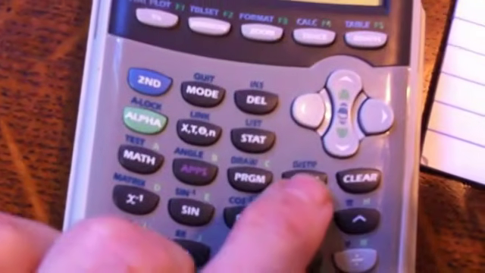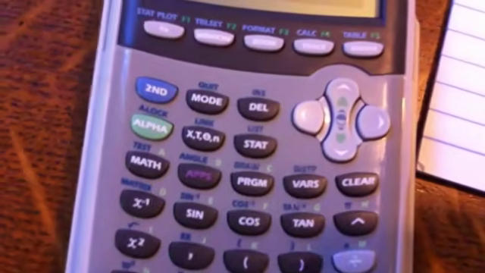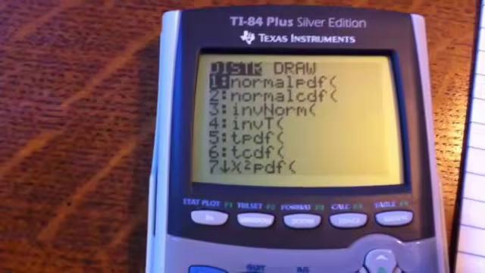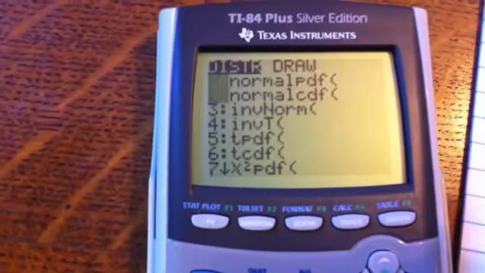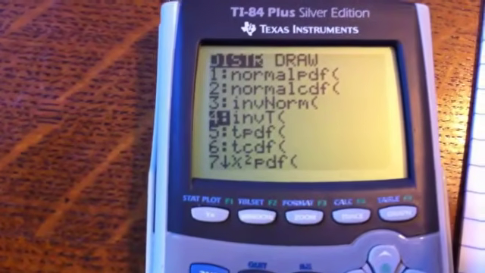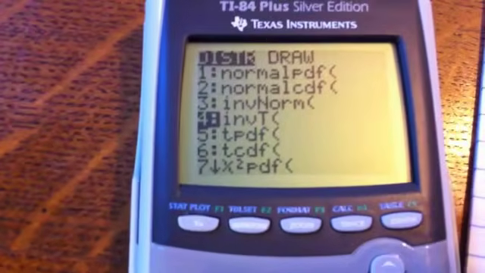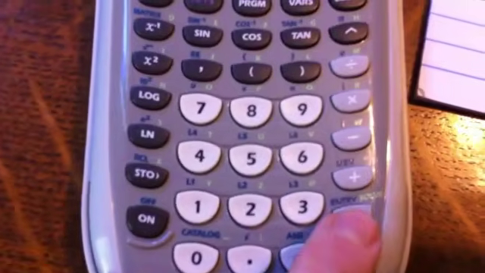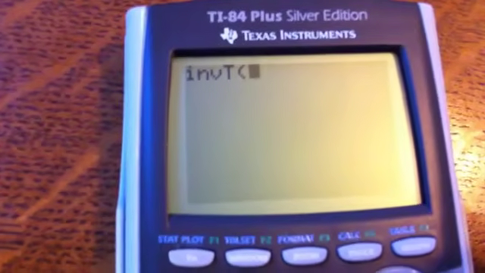So go over to your calculator, and the place that we need to get to is the DISTR. This is in blue here. I'm going to hit second and then DISTR, and it gives me a menu. I am going to page down and I am looking for INVT, number 4. Use your arrow keys to get down to INVT, and then push enter. It gives you this function, and then it's waiting on you.